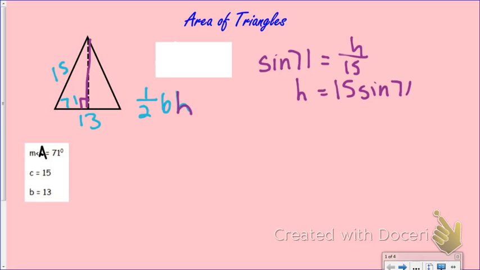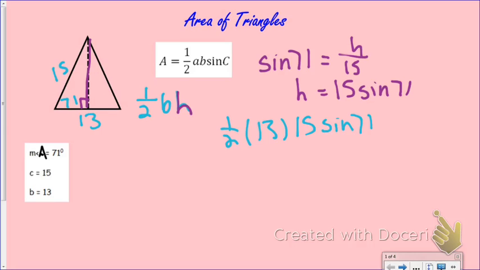So that would mean my formula for area here would be 1/2 times the base, which is 13, times 15 times the sine of 71. Now there actually is a formula that we can use. It's going to make this a little bit simpler. And that formula is that my area equals 1/2 times A times B times the sine of C.